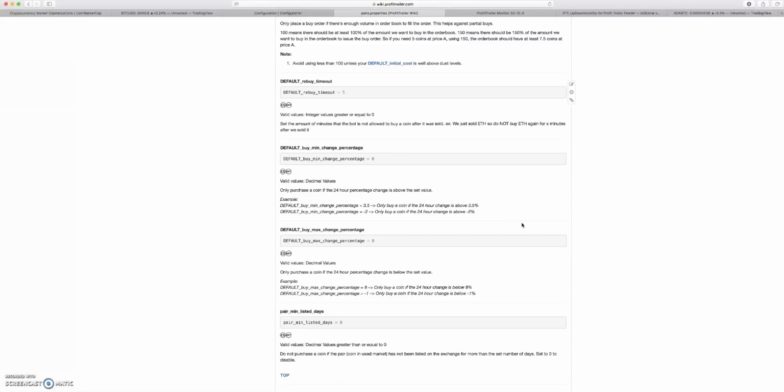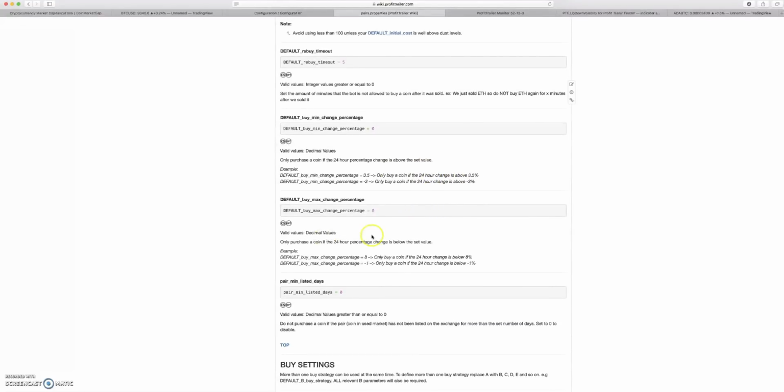Basically it just says, if you set this to negative 2%, it's only going to buy a coin if the 24-hour change is above that negative 2%. So you can kind of get a little bit of a better idea of what's happening in any given moment on any given coin. So that's kind of cool.